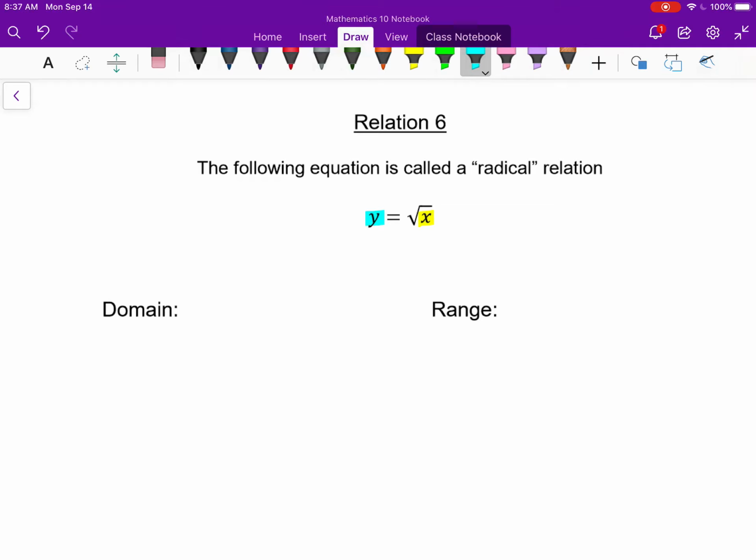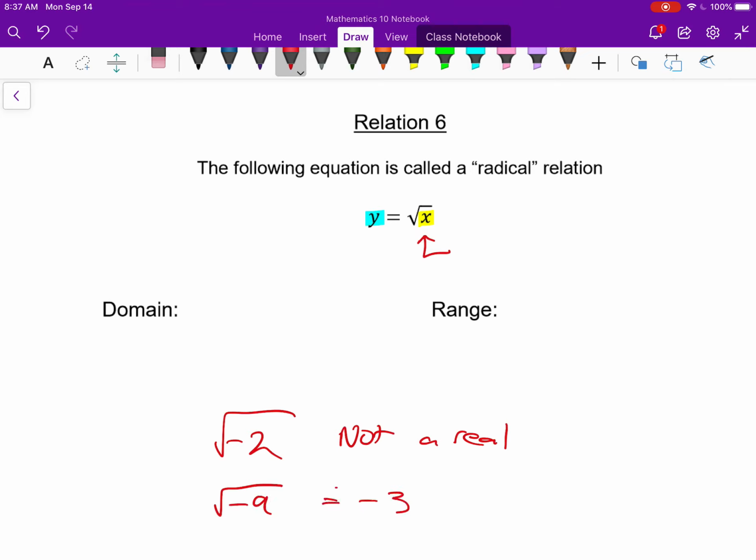So the domain is a list of all the numbers that can go into this equation. So you need to remember, with square roots, you can't square root a negative number. The square root of -2 is not a real number. Or, for example, a common mistake: people think the square root of -9 is -3, but it's not. A square root asks what number times itself will equal -9. Well, -3 times itself is +9. And so when you square root a negative number, essentially we say it's not possible.